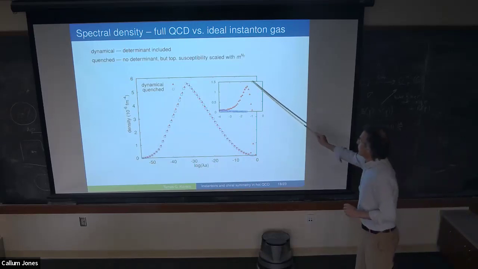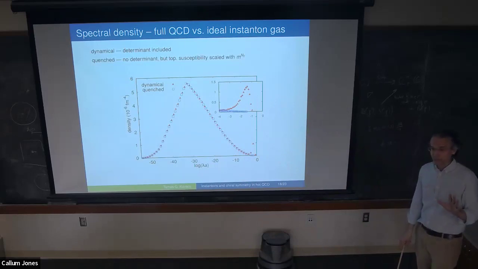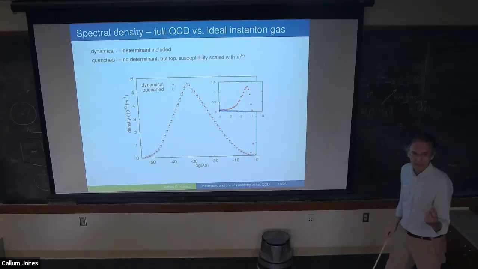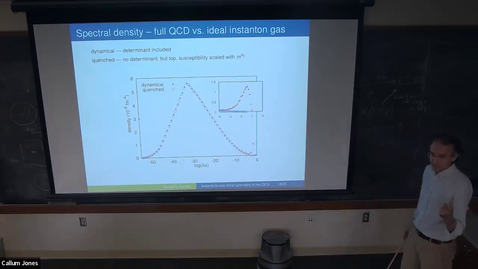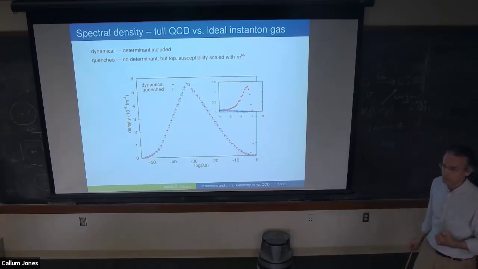So in the dynamical case, I lied to you. It's not really a completely free instanton gas. There is some component of instanton, anti-instanton molecules that are produced by the determinant, as I told you like 20 minutes ago, because the determinant wants to pull together the pairs.